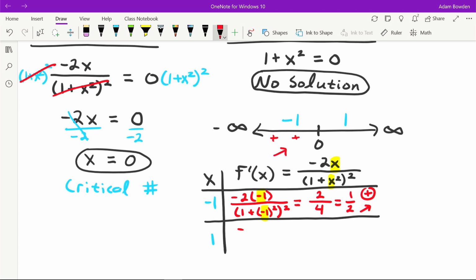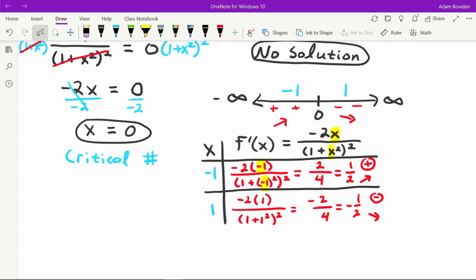For +1, we'll plug in the number here. And I came out with -2 divided by 4, or now -1/2. Negative means it's decreasing. Okay, so we can say here that it is decreasing on the interval from 0 to infinity, increasing on the interval from -infinity to 0.